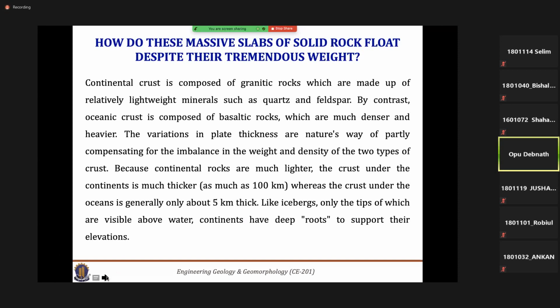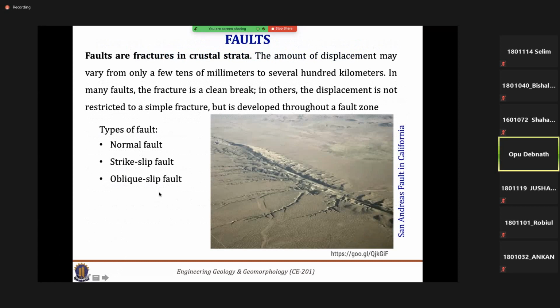And the force which is dominating such types of movement is the tectonic forces, and the source of this force is inside the earth, due to the movement of liquid magma, the circulation of magma. This creates a thrust, and due to this thrust, the movement occurs.